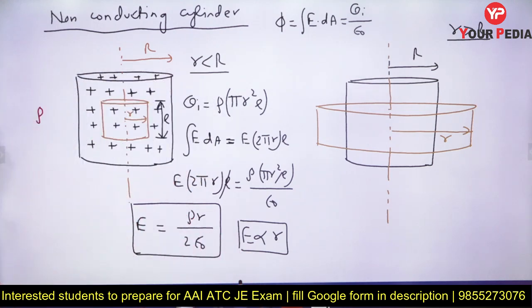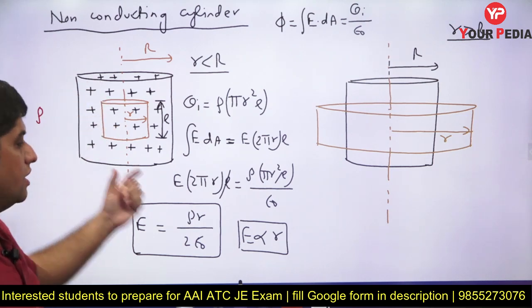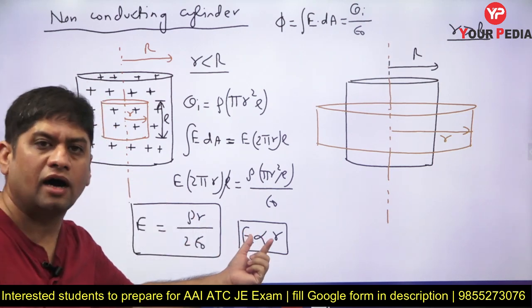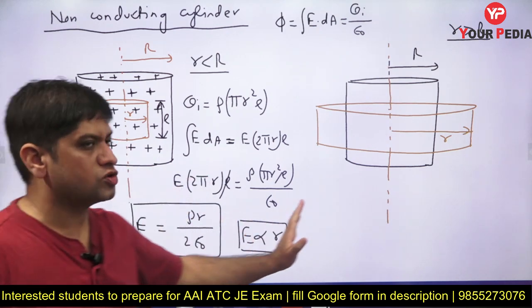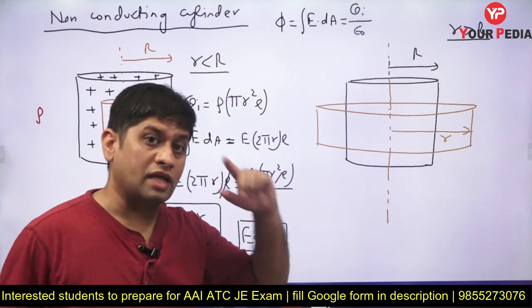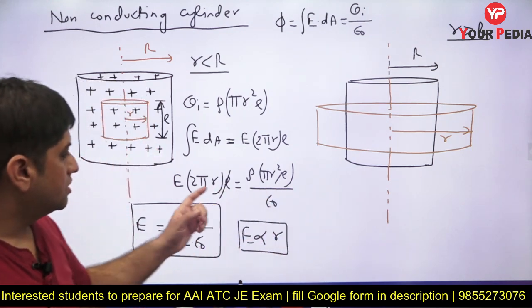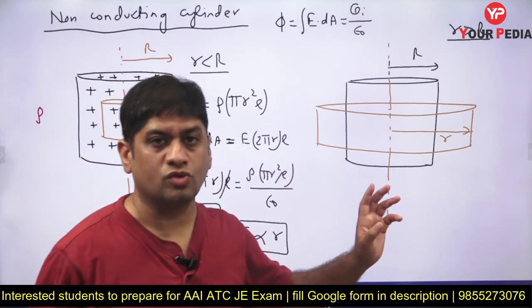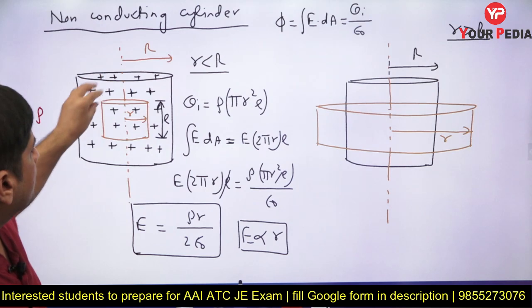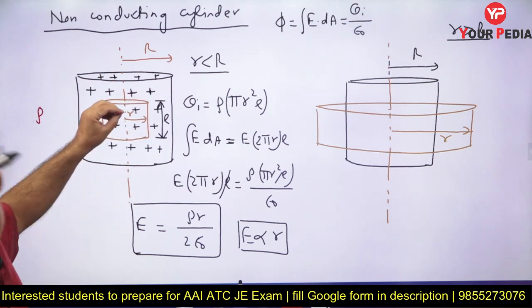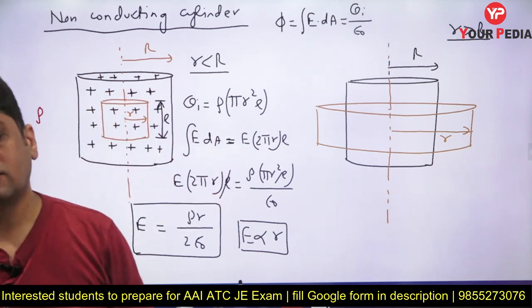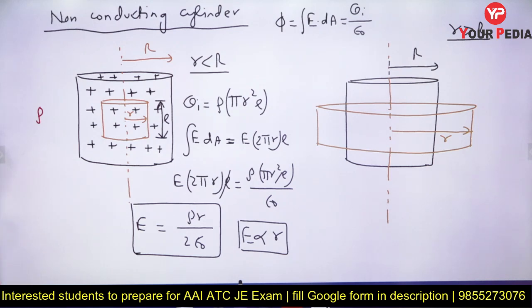So if the cylinder is non-conducting, and you want to find out the electric field at some distance r, then the electric field is proportional to r. That is different from the earlier case. Electric field was coming inversely proportional to r. Now the cylinder is non-conducting, charge is lying inside it, and if you want to find out the electric field inside that particular cylinder, this is how it changes.